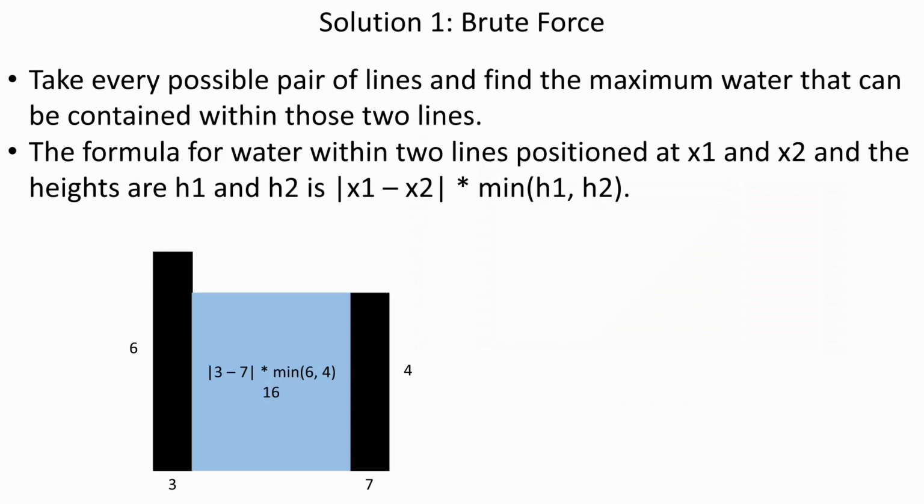The first solution I'm going to talk about is brute force. This solution takes every single pair of heights, calculates the water between those two heights, and updates the maximum if needed. The formula for calculating water between two heights is the absolute value of the difference of the two indices multiplied by the minimum of both the heights.